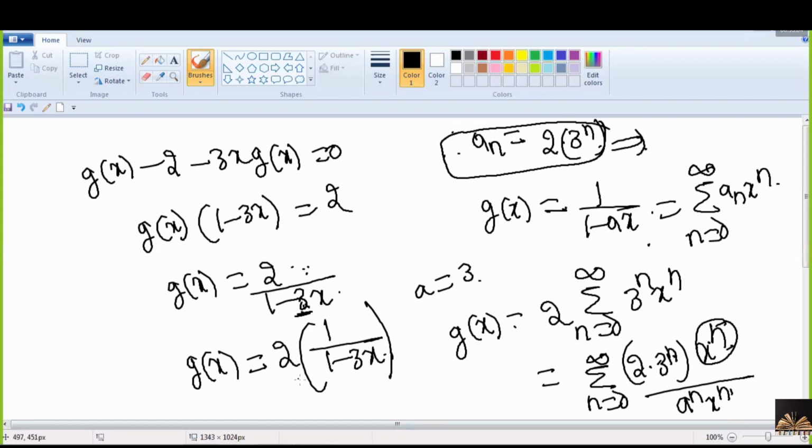So here we got g of x as 2 into 1 by 1 minus 3x. 1 by 1 minus 3x means what? It is equivalent to 1 by 1 minus ax. It is in the form of 1 by 1 minus ax. What is the closed form of g of x? The closed form of g of x is what?